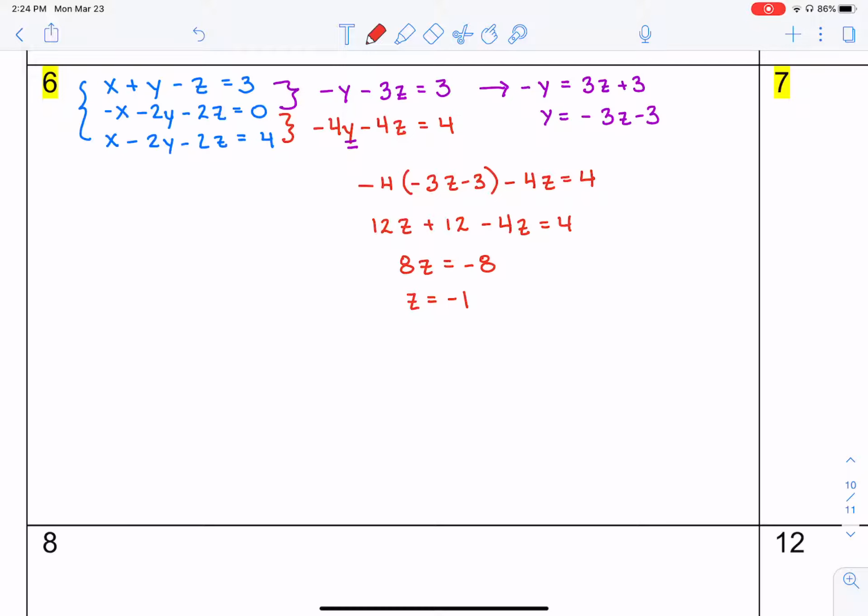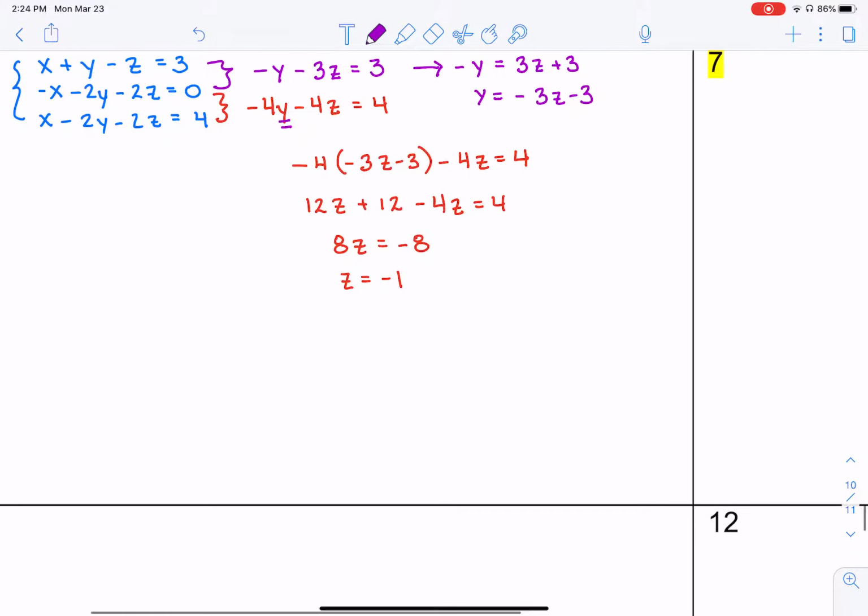All right, so now that I have z equal negative 1, I'm going to go back to that purple equation, and I'm going to plug in my z value as negative 1 and be able to solve for y. And it looks like y is going to zero out.